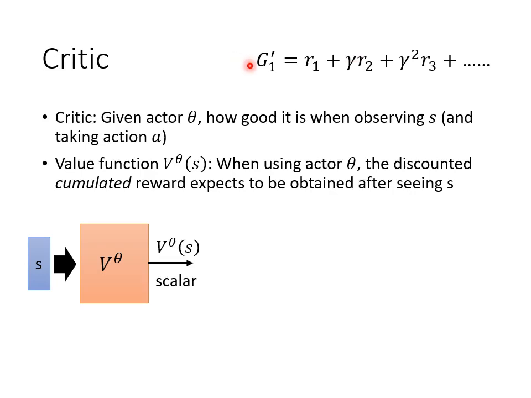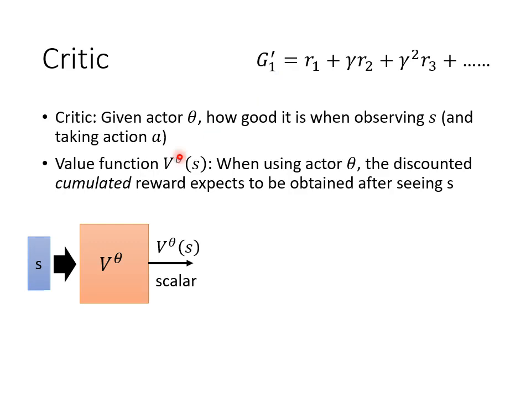Then we get G prime. What is this G prime? It is a discounted cumulated reward. We use the value function to estimate how much discounted cumulated reward a certain actor will get if it has seen a certain game screen. Of course, to get the discounted cumulated reward, you can play the game till the end. You already have actor theta. Suppose it sees this state S. Then how much G prime will it get in the end? You'll know it after playing this game.